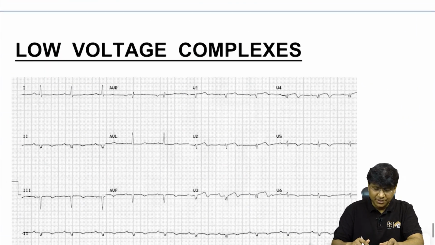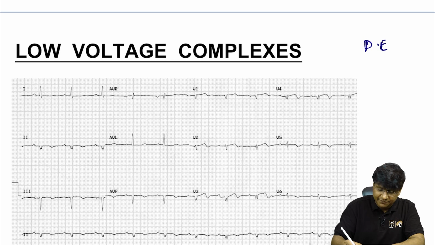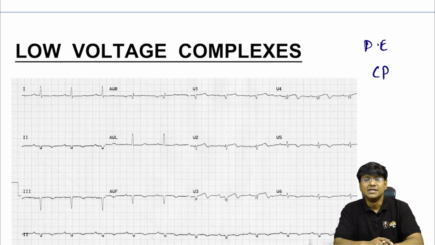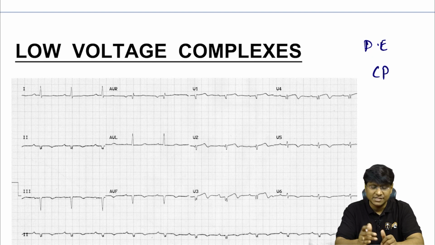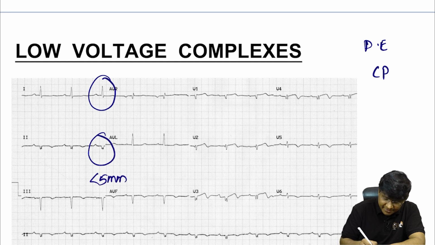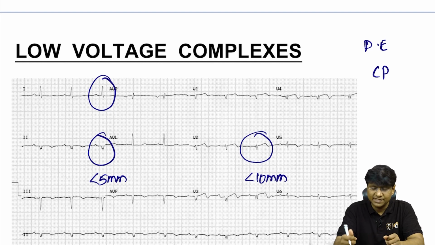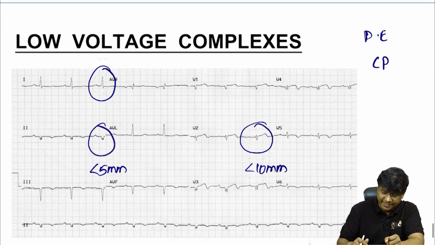Then followed by that, you need to understand what is called low voltage complexes. Low voltage complexes, you come across that in patients with pericardial effusion, and in patients with constrictive pericarditis. What you understand by these low voltage complexes is that the amplitude of the QRS complexes in the limb leads is less than 5 mm, and the amplitude of the QRS complexes in the chest leads is less than 10 mm. That is when we use this word low voltage complexes, seen in pericardial effusion or constrictive pericarditis.